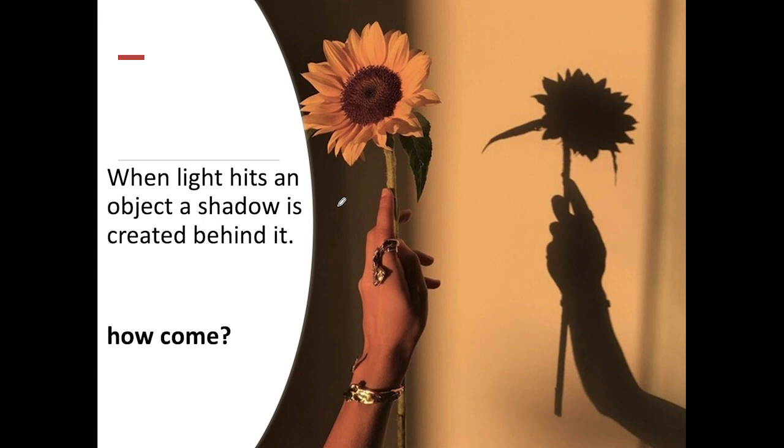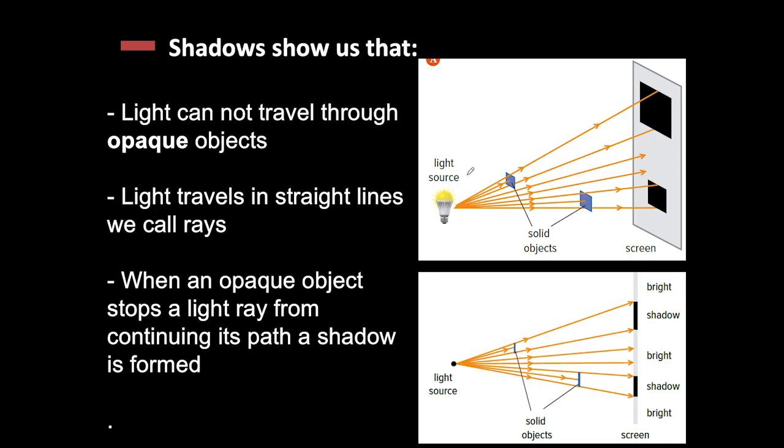Okay, so when light hits an object, a shadow is created behind it. Have you ever thought about how come? Light hitting this object, why doesn't the light show up here? And why is the shadow being created? What shadows show us, and the information they give us about light, is that light cannot travel through opaque objects. When I use the word opaque, I'm referring to something that can't be seen through. So it's a solid thing that you cannot see through, like a piece of wood or a book.